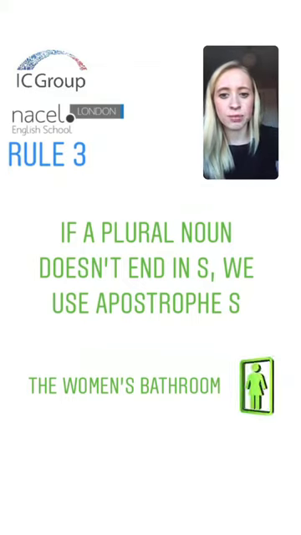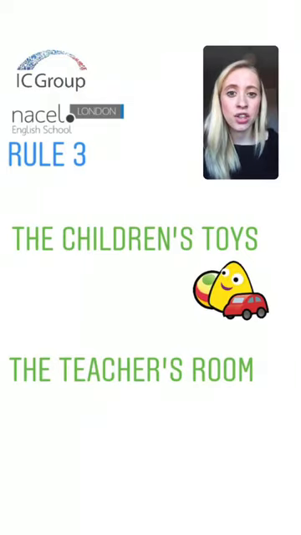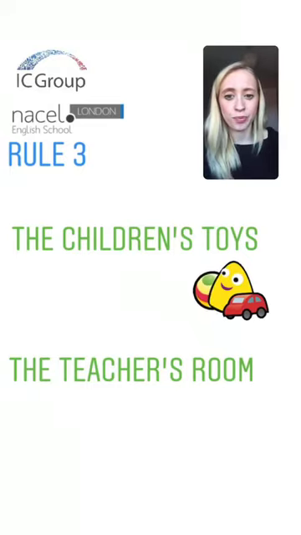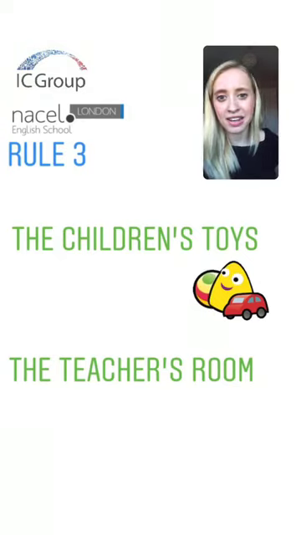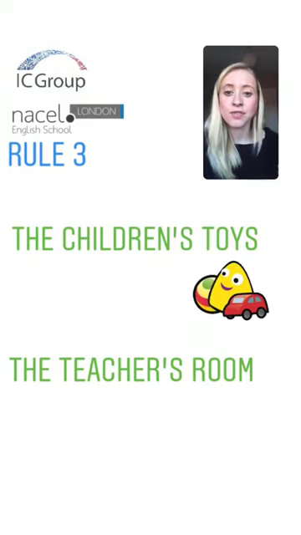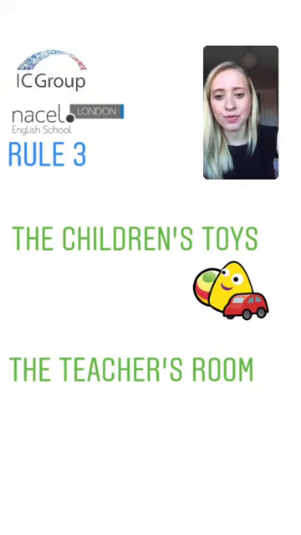Let's have a look at some more examples. So we have the children's toys, and the teacher's room. Okay, if you've studied English in the UK or from your own school experiences, you have the classrooms and there's normally a place for the teachers to go. This is the teacher's room. Okay, let's move on to the next rule then.